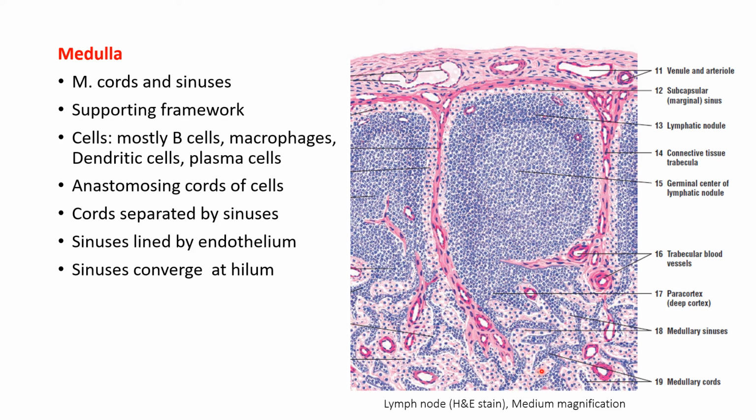These medullary sinuses are lined by endothelium, so the walls of these sinuses will be lined by flattened squamous cells. All these medullary sinuses will finally converge towards the region of the hilum of the lymph node, where they drain off into the efferent lymphatic vessels.